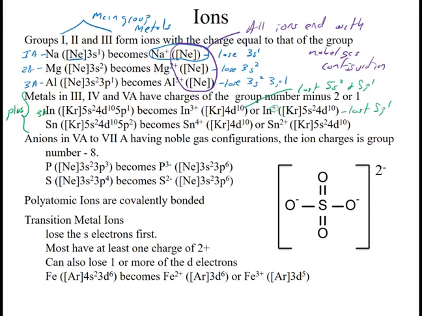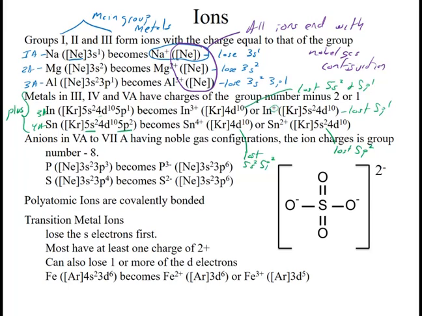Tin, which is in 4A, has 4 valence electrons. So it can lose all 4 electrons, and so this lost the 5s2 and the 5p2, or it can lose 2 electrons. In this case, it lost the 5p2, and that's why these elements have more than one charge to them.